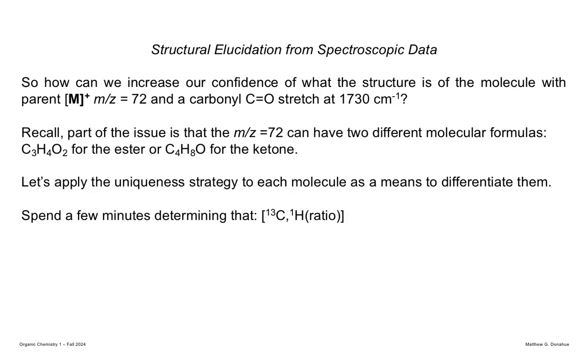So how can we increase our confidence of what the structure is with the parent ion of 72 and the carbonyl stretch at 1730? We came up with the two molecular formulas, but now we need to differentiate them using the uniqueness.